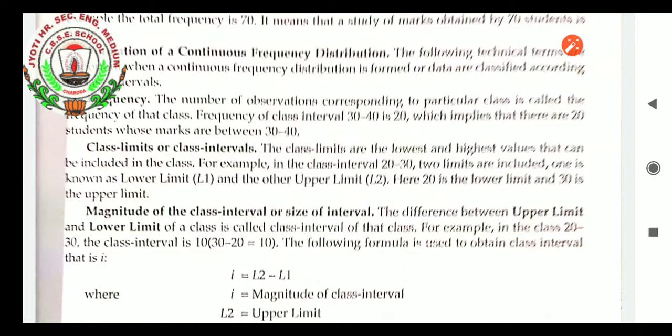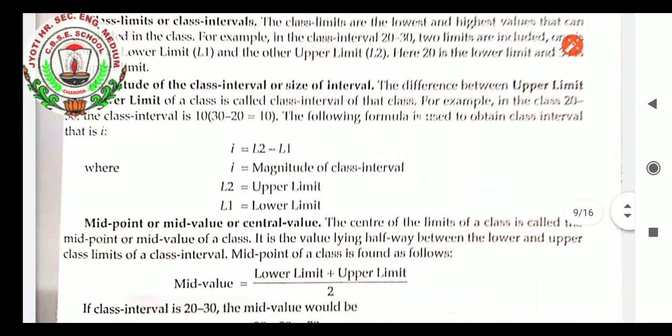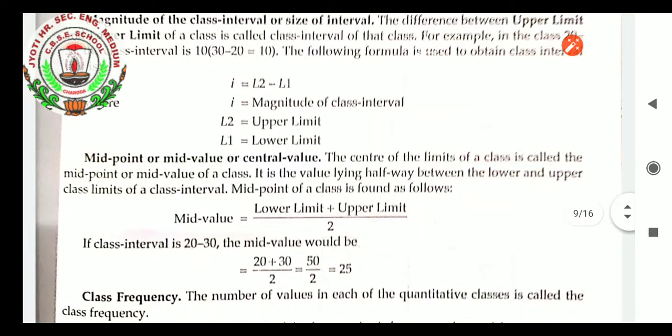Magnitude of the class interval, or size of the interval: the difference between the upper limit and the lower limit of a class is called the class interval of that class. Like 20 to 30, when we take the class, 30 is the upper limit, that is L2, and the lower limit, that is L1, is 20. So the difference 30 minus 20, that is L2 minus L1, is known as the magnitude of the class interval.